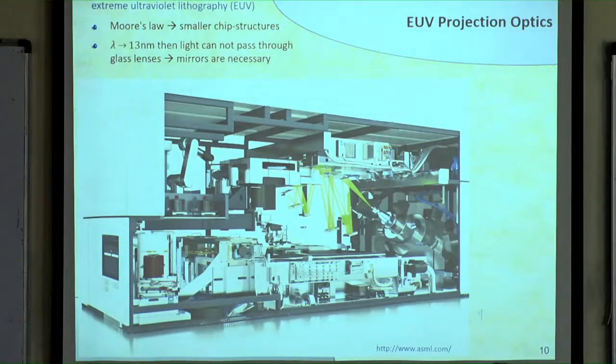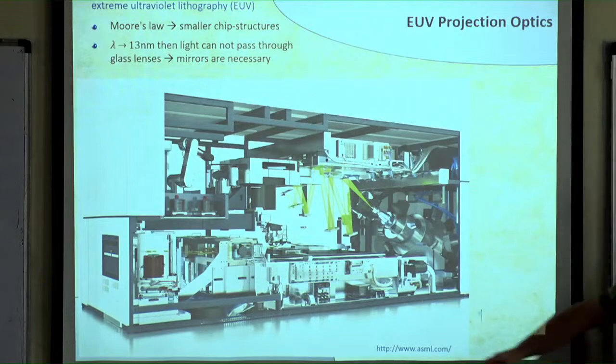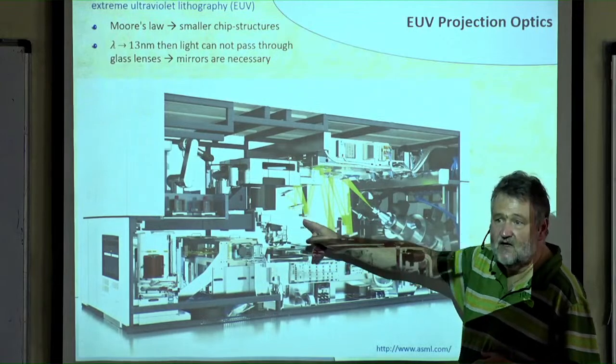Now, the next thing is interesting. This machine here is, in the opinion of most people I know, the most complicated machine which exists in the world. What is the problem? If you want to have the structures getting smaller and smaller, it's not possible anymore to use light. Why? Of course you need light, but you cannot reduce the wavelength of the light more and more. Because if you have very short wavelengths of light, then a glass lens is not transparent anymore. Therefore, you have all these mirrors here instead of glass lenses.